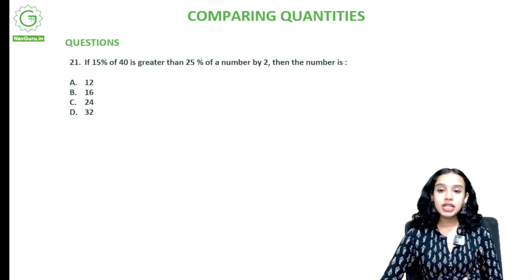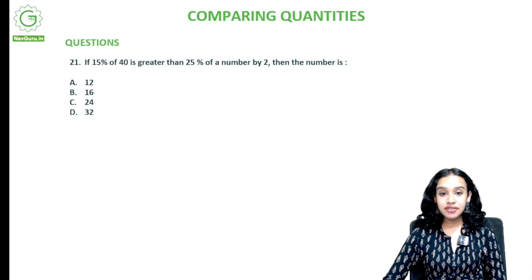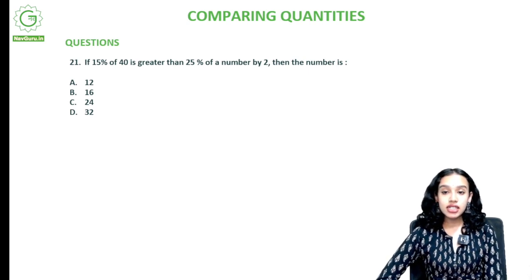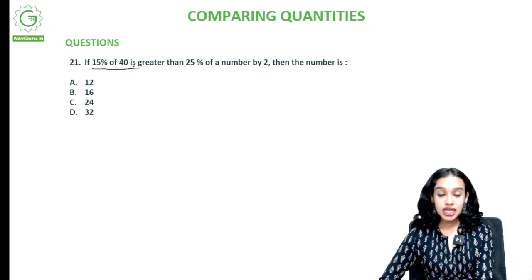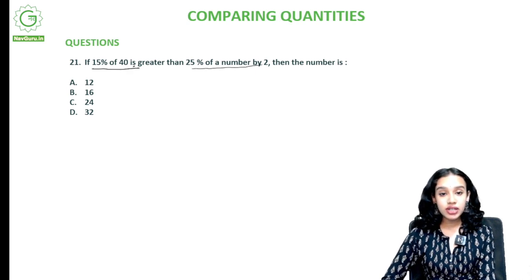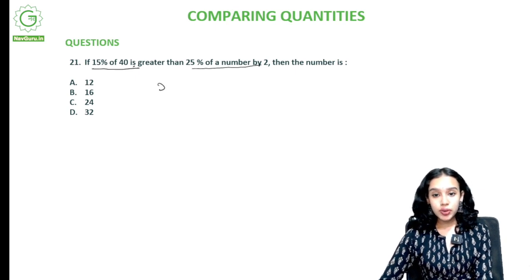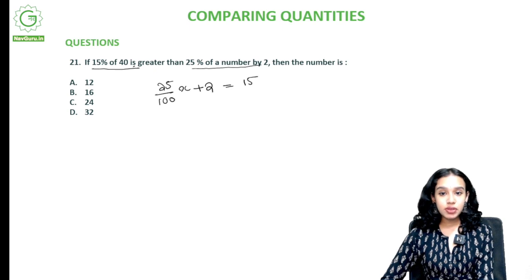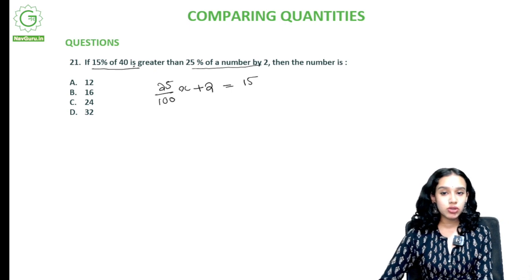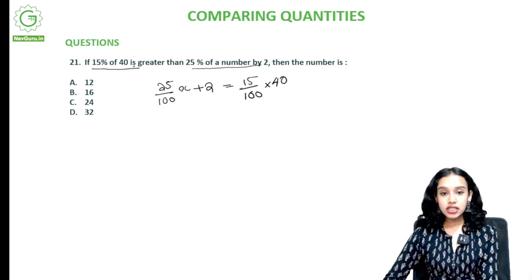Now, if 15% of 40 is greater than 25% of a number by 2, then the number is. So, what is written here? 15% of 40 is greater than 25% of a number by 2. So, 25%, that is 25 by 100 of a number plus 2 is equal to 15% of 40, that is 15 by 100 into 40. This is the given equation.